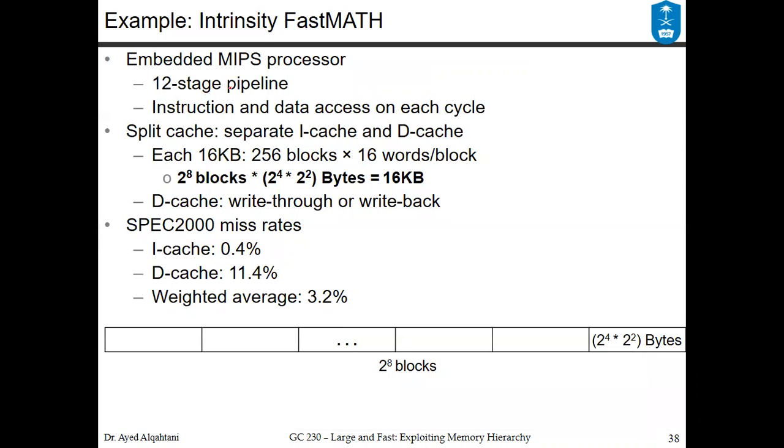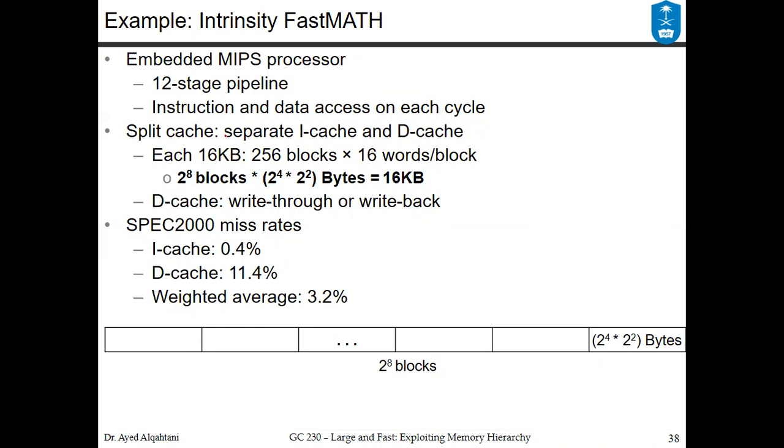And this could happen if you break down, for example, the decode into 4 stages and the other stages into sub-stages, and you can come up with 12 stages. The instruction and data accesses happen on each cycle, and you have a split cache, which means that you have a separate cache, one for the instruction, another one for the data. And this is to manage the structural hazard, if you remember.